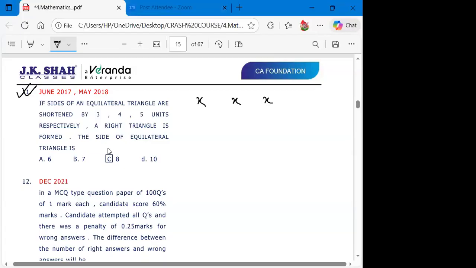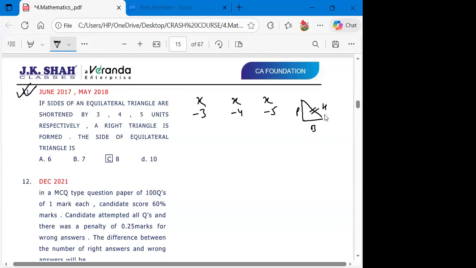Understood? Now they are saying they are shortened by, so it will become x minus 3, x minus 4, x minus 5. And sir, this time they form a right angle triangle. If you know one property of the right angle triangle, can I say this side is the biggest side? This is actually base, this is perpendicular and this is hypotenuse, if you remembered.